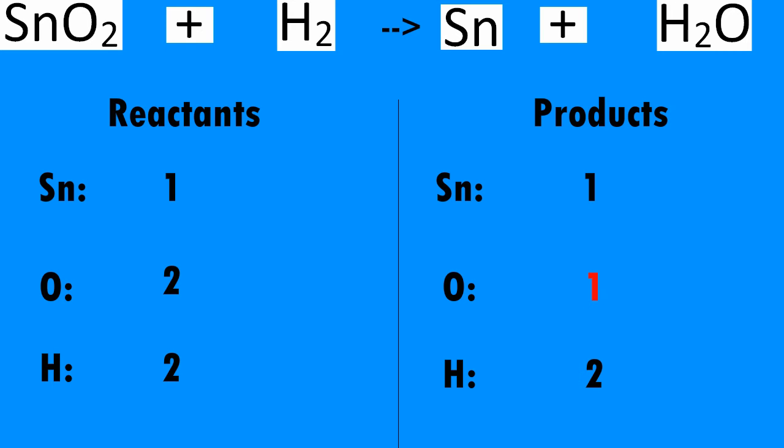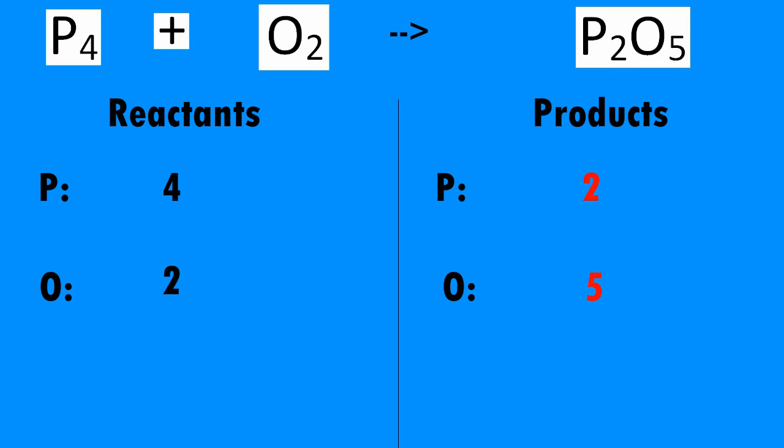And so, in order to balance the oxygens, we must put a coefficient of 2 before the H2O so that there are two oxygen atoms on the product side. However, now that there are two H2O molecules, there are four hydrogen atoms. In order to balance the hydrogens out, we must also put a coefficient of 2 before H2 on the reactant side. So, let's look at another example here.